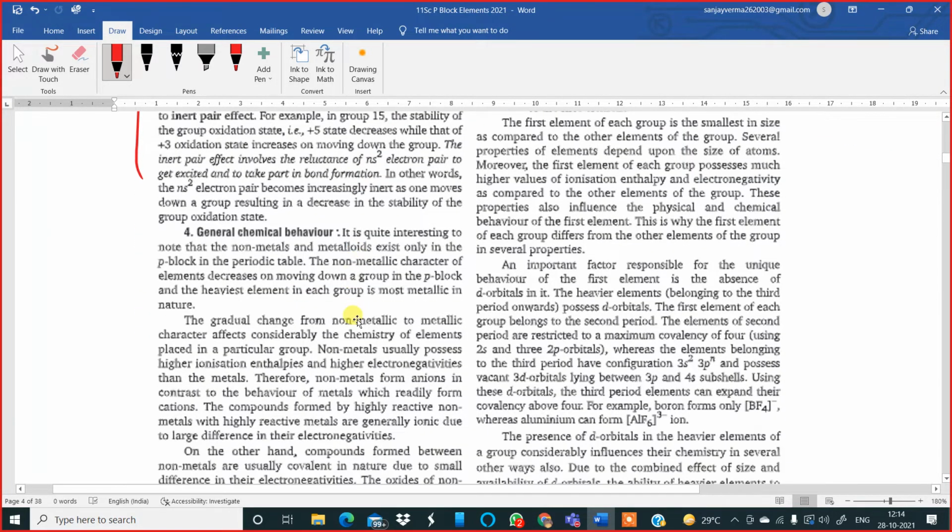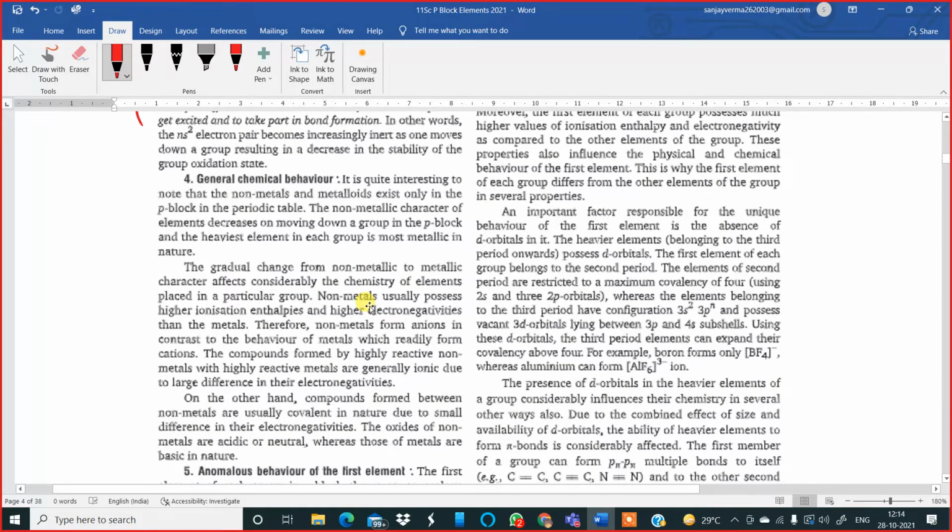Now, moving to the next, number 4, general chemical behavior. It is quite interesting to note that the non-metals and metalloids exist only in the p block of the periodic table. Please note that you will find these two classes of elements only in the p block; you will not find them anywhere else. The non-metallic character of the elements decreases on moving down the group in the p block, and the heaviest element in each group is most metallic in nature. So remember, the heaviest element of the p block is bound to be metallic in nature.